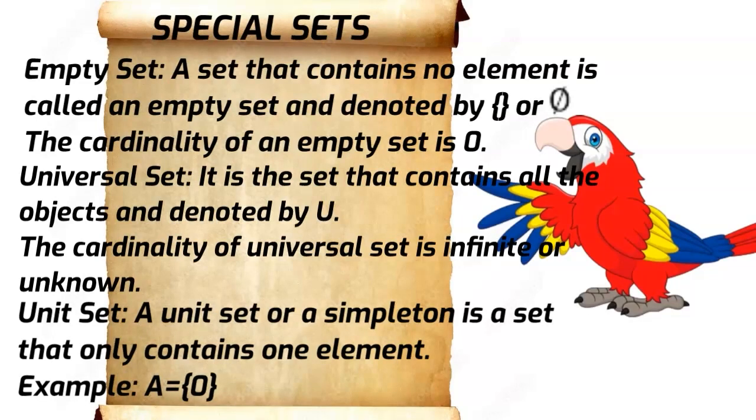The second one is the universal set. It is the set that contains all the objects and is denoted by U. The cardinality of the universal set is infinite or unknown. The last one is a unit set. A unit set or a singleton is a set that only contains one element. For example, our set contains only one element, 0.